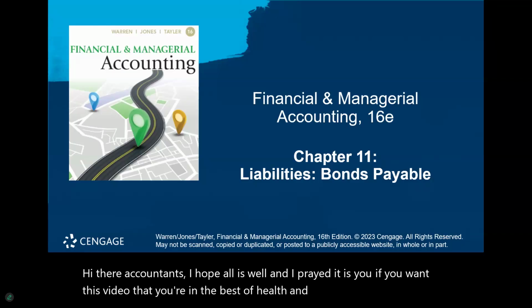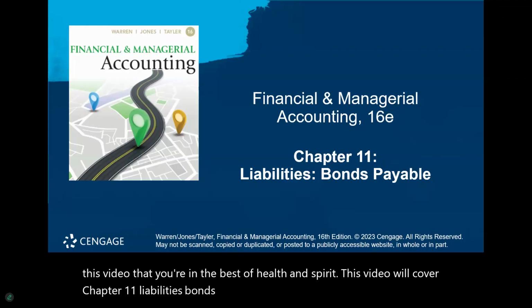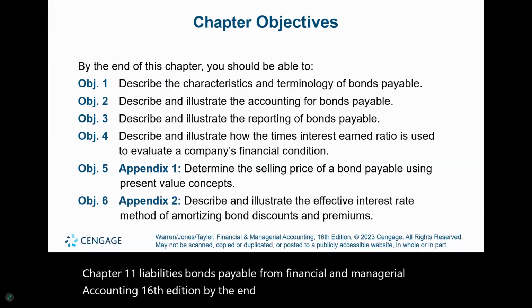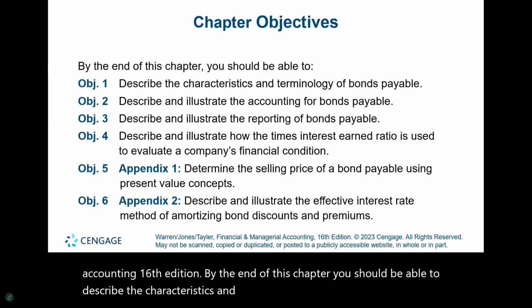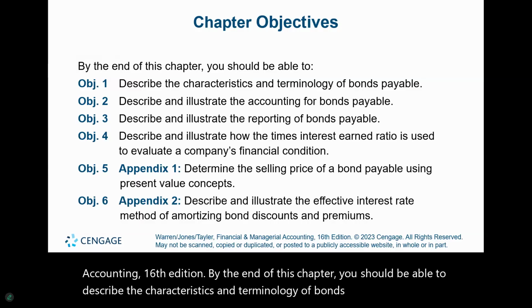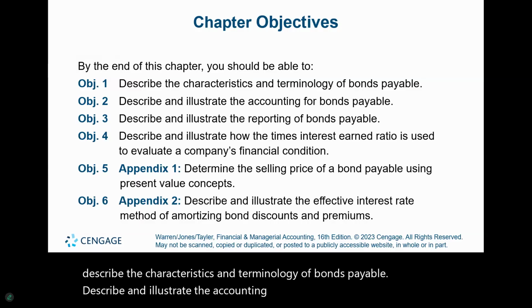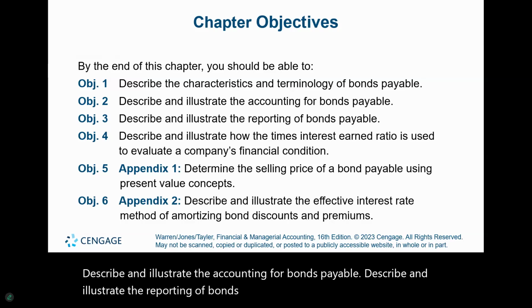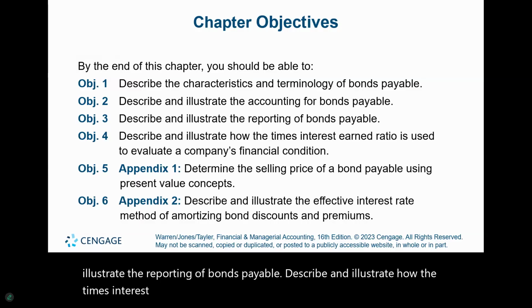This video will cover Chapter 11, Liabilities: Bonds Payable from Financial and Managerial Accounting, 16th edition. By the end of this chapter, you should be able to describe the characteristics and terminology of bonds payable, describe and illustrate the accounting for bonds payable, describe and illustrate the reporting of bonds payable, and describe and illustrate how the times interest earned ratio is used to evaluate a company's financial condition.